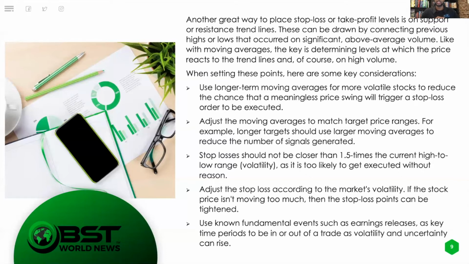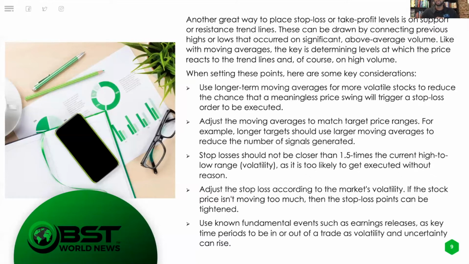All right. So adjust the stop loss according to the market's volatility. If the stock price isn't moving too much, then the stop loss points can be tightened. Use known fundamental events such as earnings releases as key time periods to be in or out of a trade, as volatility and uncertainty can rise. So we understand that the earnings calls can cause a whole lot of volatility and a whole lot of movement that might not be normal for that particular stock if there wasn't such a catalyst like an earnings call. We can use that to our advantage, but it could also be to our detriment if we are on the wrong side of the market.